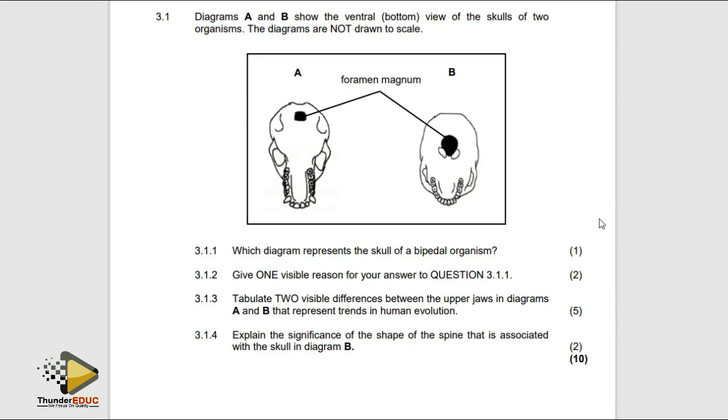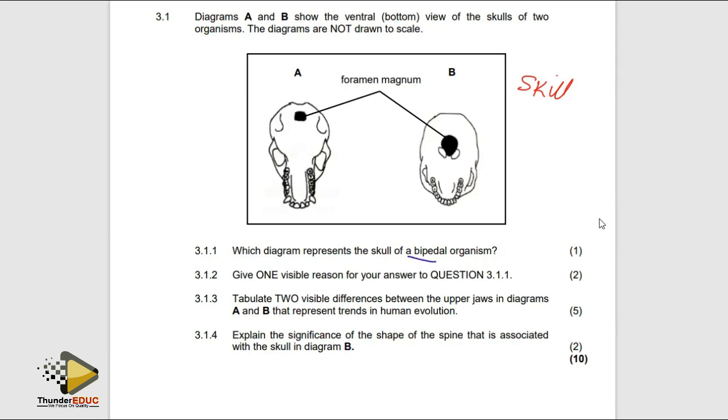Let me first explain the word skull. Some people confuse the word skull and cranium. Cranium is where the brain goes. The skull involves even the jaws. So when you mean where the brain goes, please don't use the word skull, use the word cranium. So skull is the whole thing, the head, including the jaws, the teeth, and everything. But when you talk about cranium, we are talking about where the brain goes. All right. Now, which diagram represents the skull of the bipedal organism?